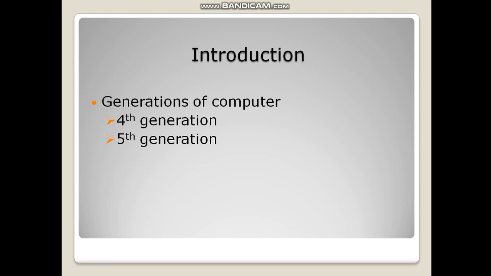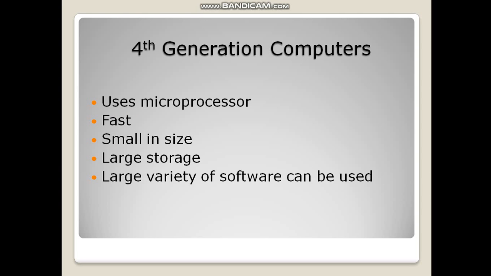Now, introduction. Today we will discuss the fourth and fifth generations of computers. Fourth generation computers. In fourth generation computers, a microprocessor was developed, and these computers used a microprocessor as a processing unit, and it reduced their size and increased their speed. They have large storage capacity, and a variety of software can be installed and used on these computers. Fourth generation computers are smaller, portable, and cheaper.